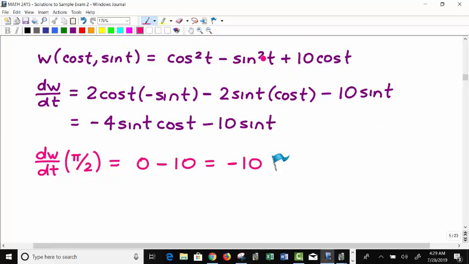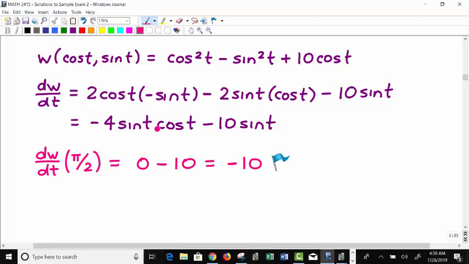And then for sine squared, same kind of idea. You bring the 2 down, so you have 2 sine of t. The derivative of sine of t is cos t. And then the derivative of plus 10 cos t will be minus 10 sine t. Okay. And then you have two like terms that combine together. A minus 2 cos t sine t and a minus 2 sine t cos t makes minus 4 sine t cos t.